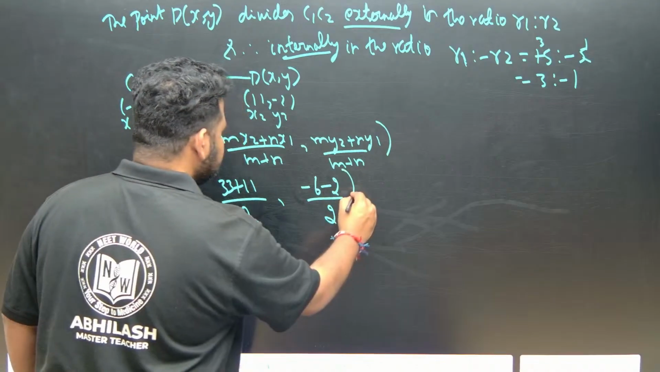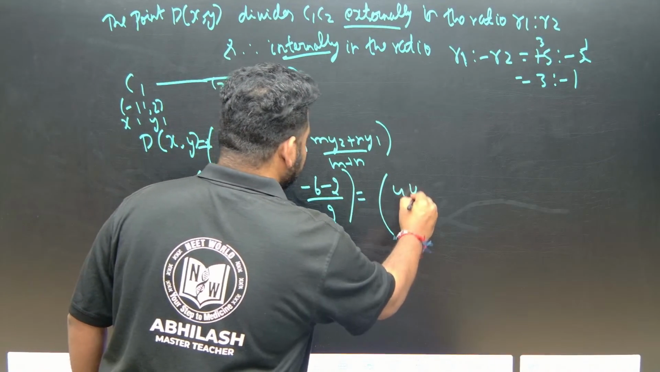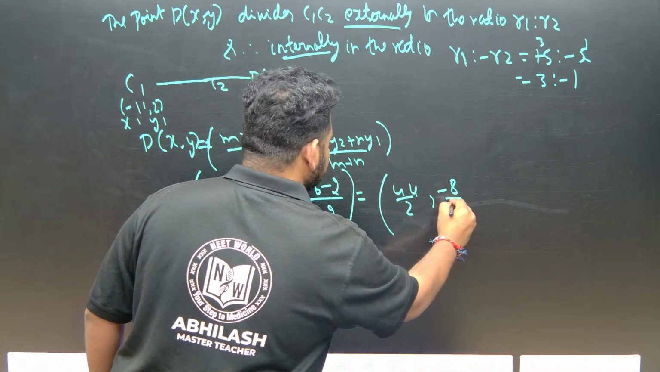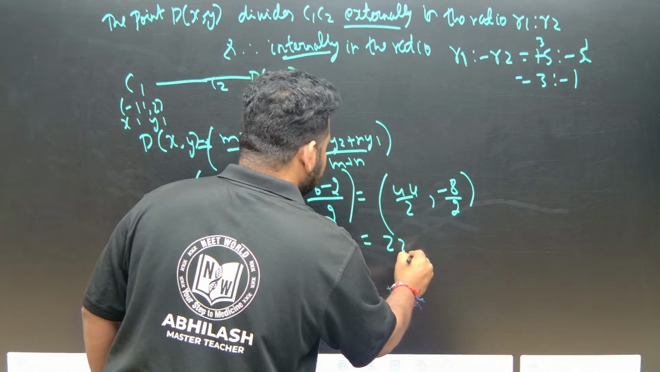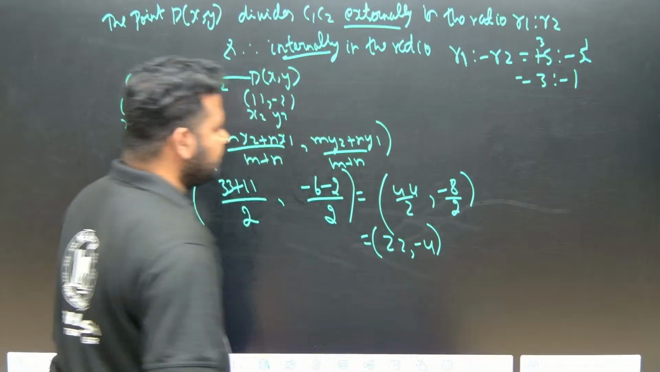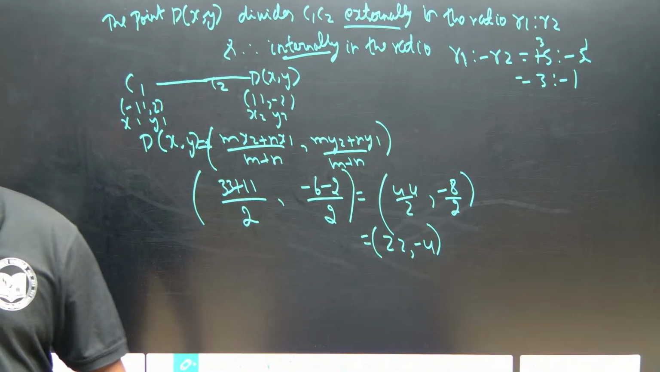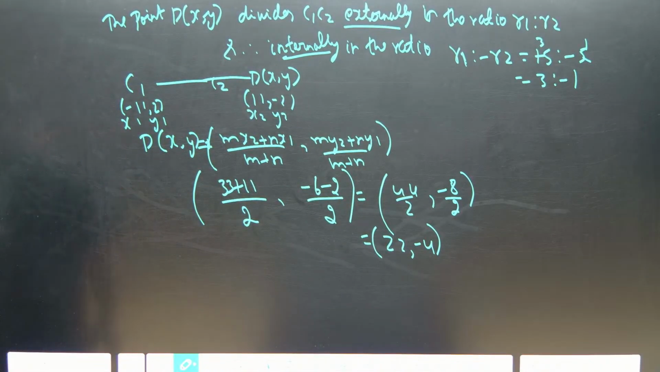This is what you have. This will give us 44 by 2 comma minus 8 by 2, so this will give us 22 comma minus 4. This is what we'll have, the point of intersection. So that is what we'll have, 22 comma minus 4.